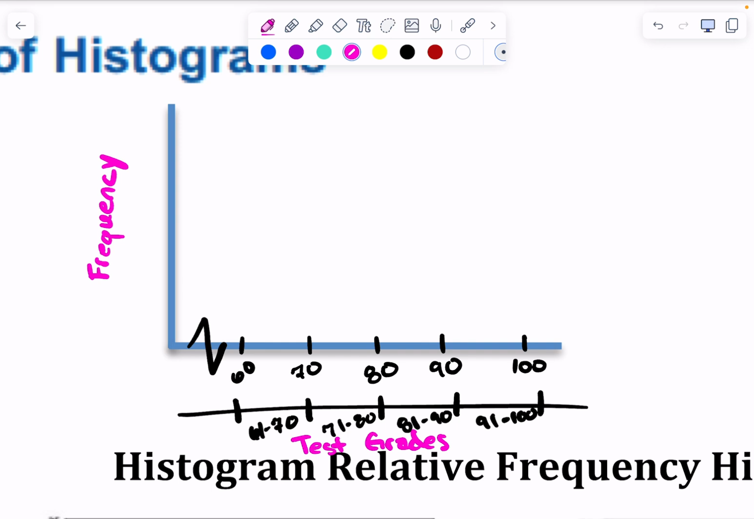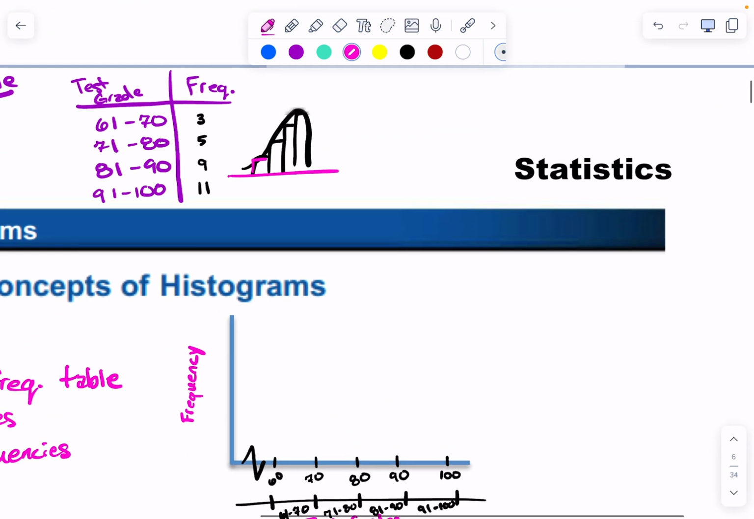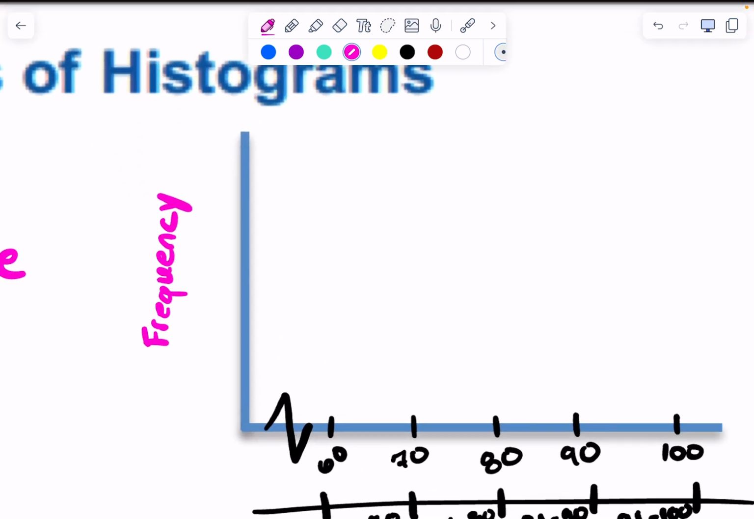Okay, the frequency axis. When you're doing a frequency for a histogram, look at what your highest frequency is. It's 11, so let's go with 12 as our top number. I choose 12 because it's an even number, and half of 12 is 6, and then I separate that into 3 chunks.